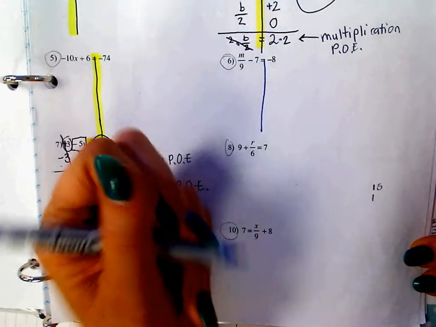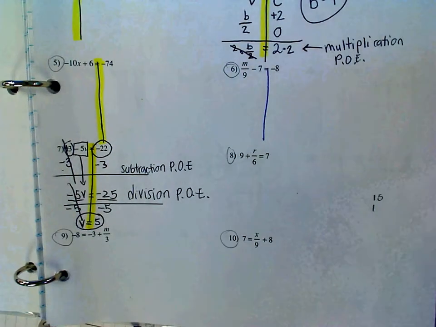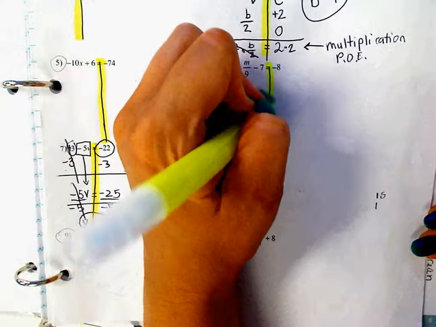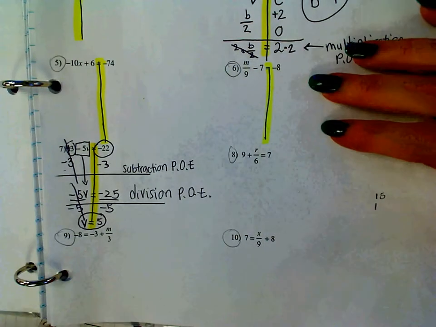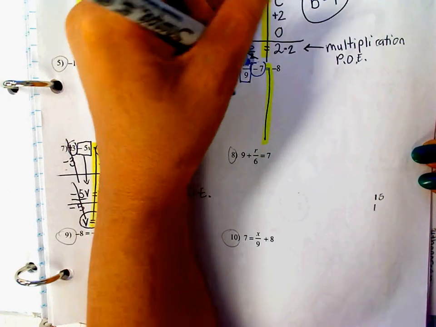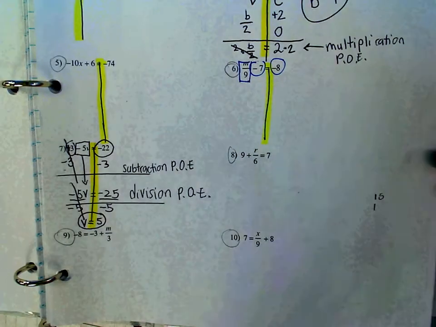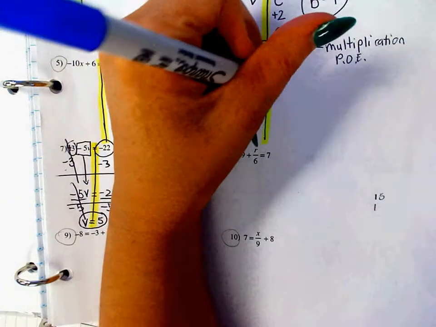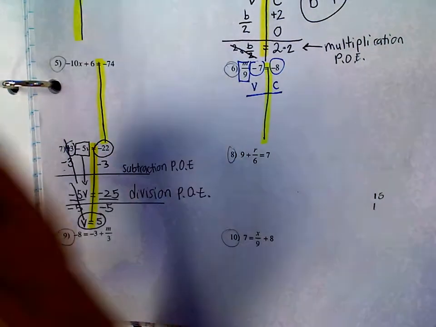First thing you want to do is go ahead and draw your line. Highlight it. Box and circle. And then do variable constant. Your variable term is m over 9.